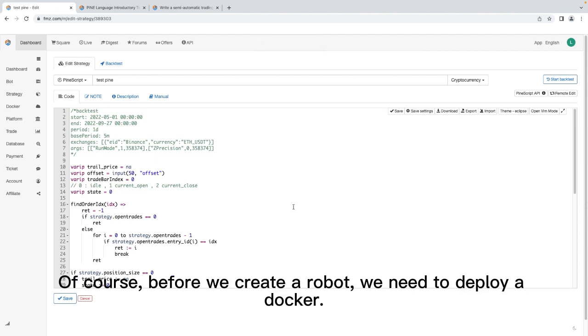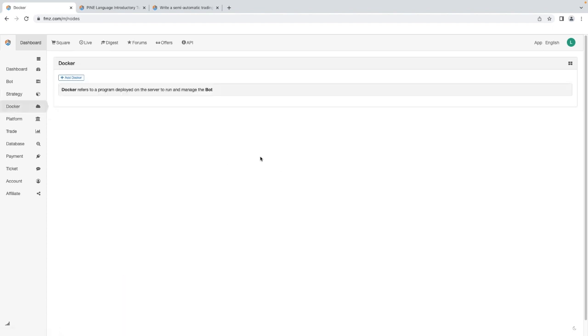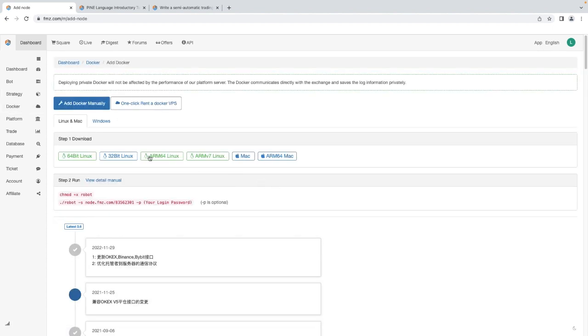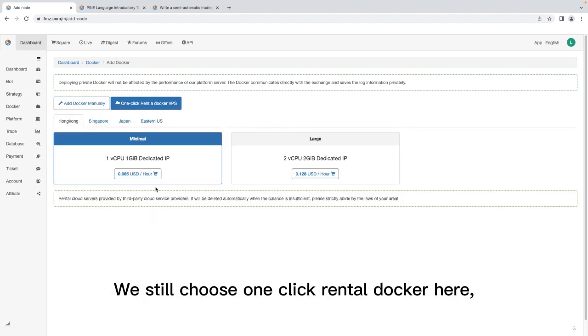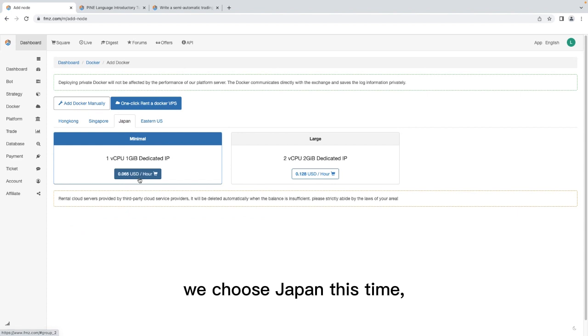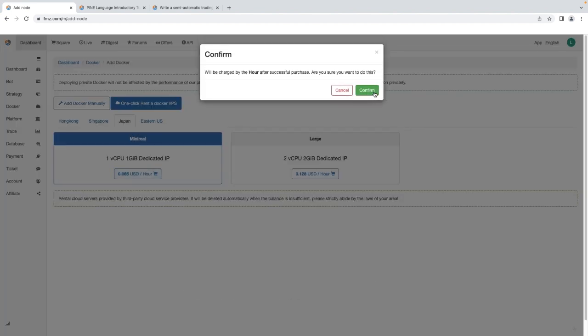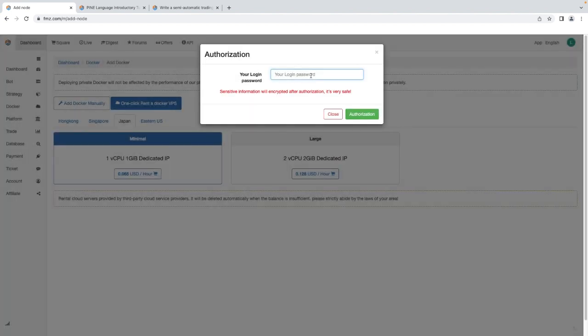Of course, before we create a robot, we need to deploy a Docker. We still choose one-click rental Docker here. We choose Japan this time. Confirm.